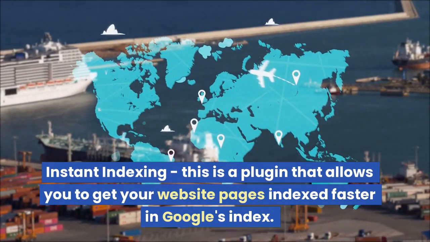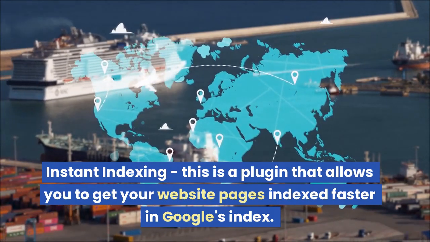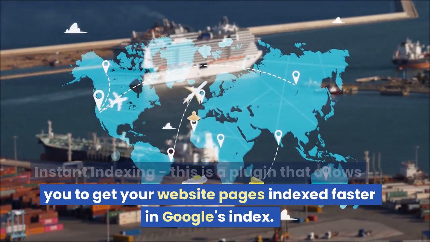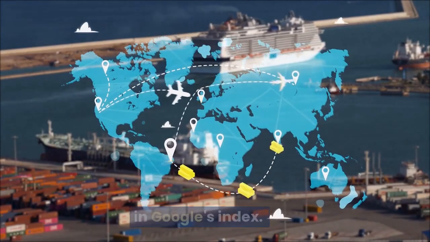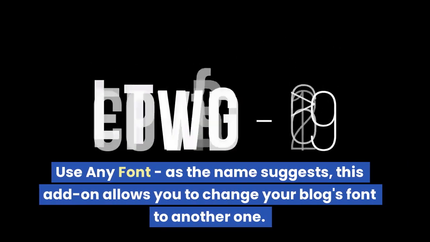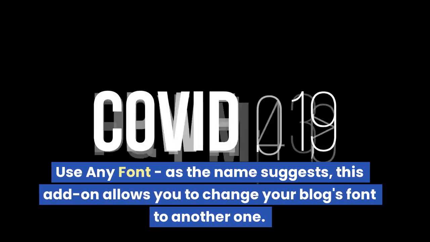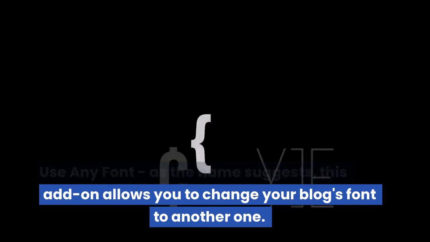Instant Indexing. This is a plugin that allows you to get your website pages indexed faster in Google's index. Use Any Font. As the name suggests, this add-on allows you to change your blog's font to another one.